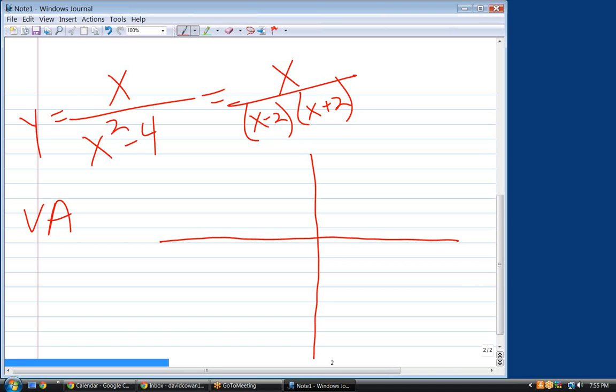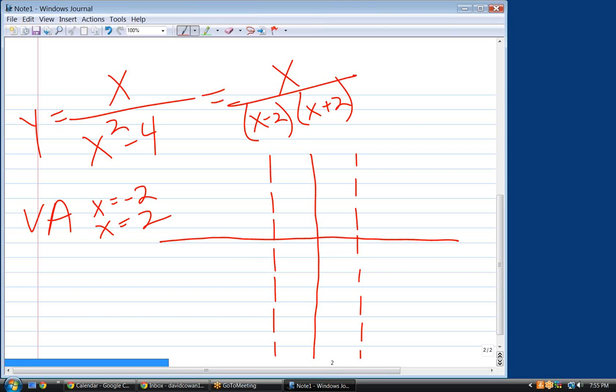So I got two of them. Where are they? Minus 2 and plus 2. Yeah, they're actually equations of a line. The equation of that line is x equals minus 2, and the equation of this line is x equals plus 2. So the vertical asymptotes are that. They're equations of a line. They're not a point.